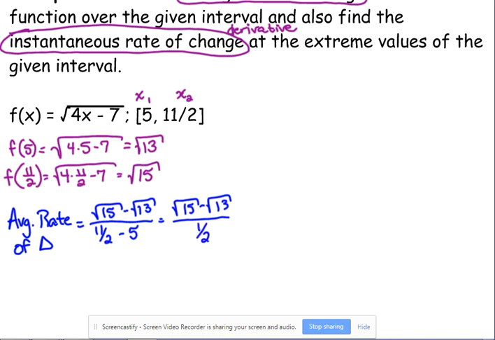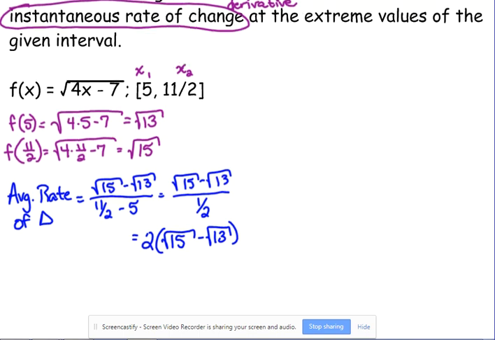Or you can do it from a fractional perspective. 5 as something over 2 is 10 over 2. So 11 over 2 minus 10 over 2 is 1 over 2. But they do use fractions, so you got to get used to fractions. If you need to figure it out using decimals, that's fine, but you need to convert your decimal to a fraction. Then dividing by 1 half is the same as multiplying by 2. So we've got 2 times the square root of 15 minus the square root of 13.